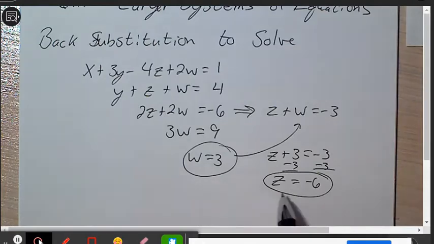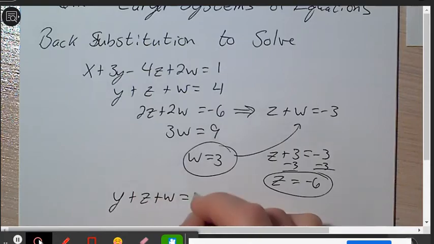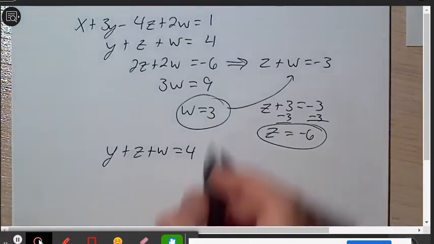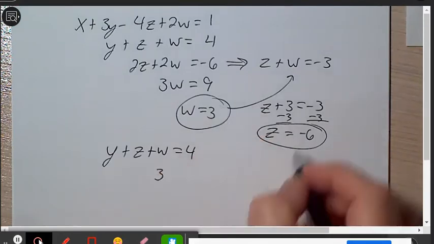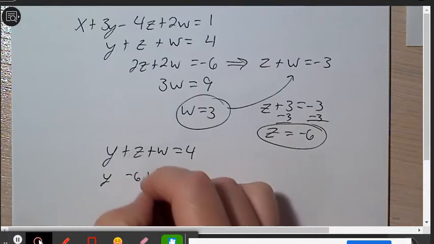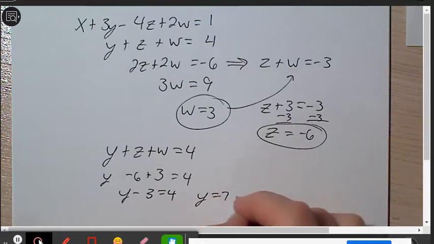Then you can take these two values you have to then plug it back into here. Okay, so we'll plug in the 3 for the w, the -6 for the z. Both those are pluses, or a little bit like that. So that would be y minus 3 equals 4. Add 3 to both sides, so we get y equals 7.